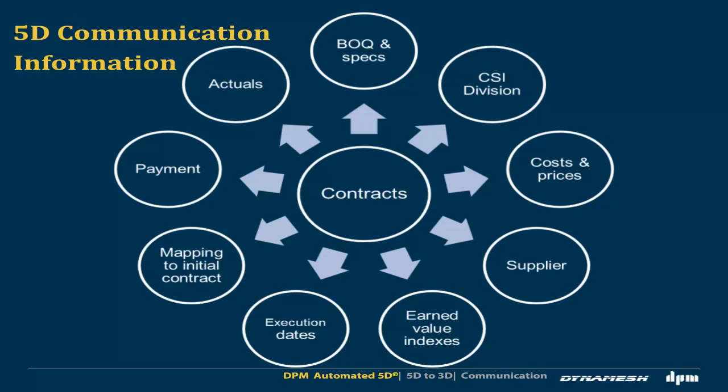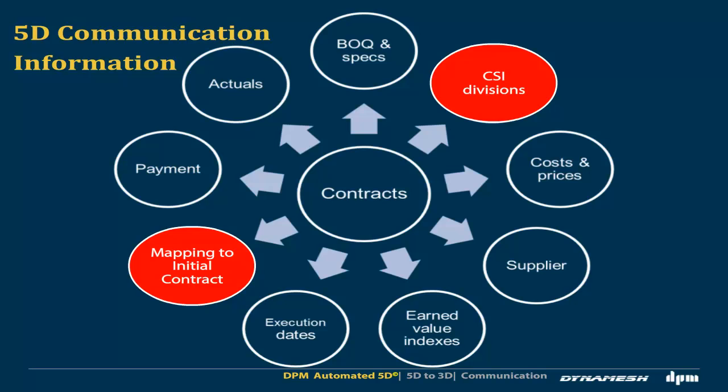Under any topic, various forms of information can be transmitted. So, for contracts, information can include bills of quantities and their specs, international divisions, costs and prices, supplier information, project earned value indexes, mapping to initial contracts, payments and aging, etc. In this demo, we shall include mapping data and their Unicode divisions as per British standards.